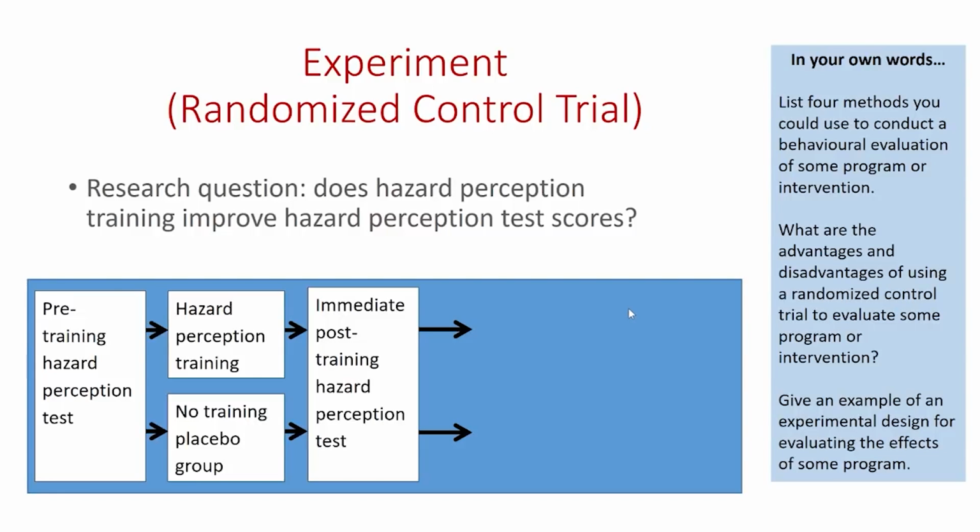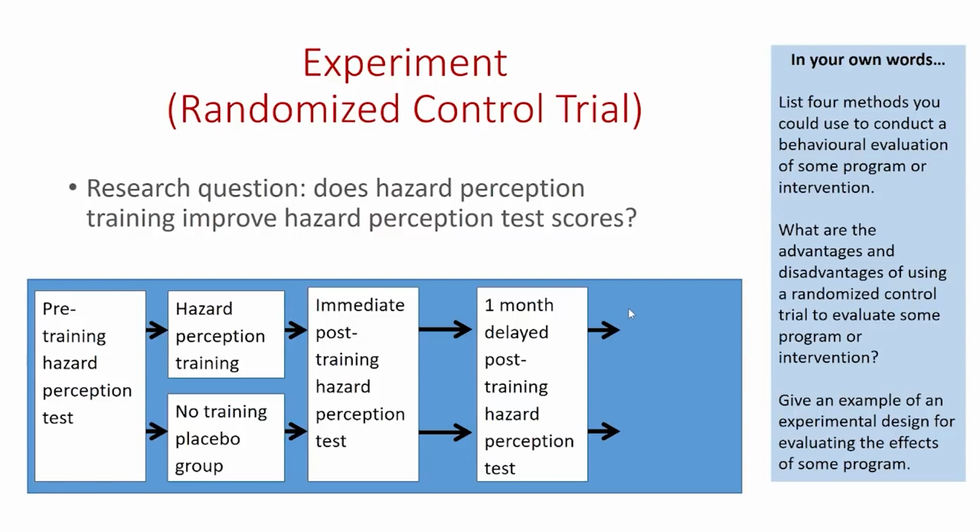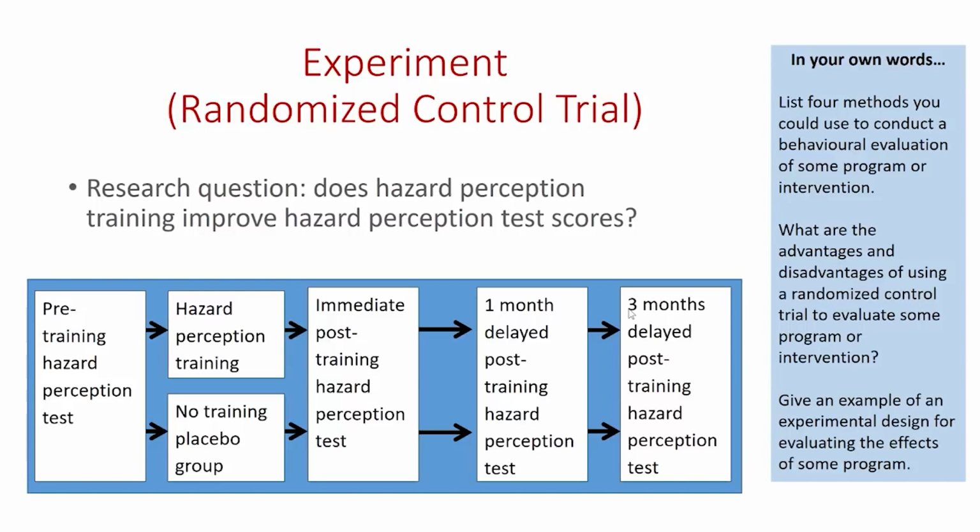We will then maybe wait a month and test them again, and maybe wait 3 months and test them again, to see whether, if we get an immediate effect of training, that effect is still there after 1 month, and is it still there after 3 months? And the idea is that with data from an experiment like this, if we can show that people who've received the training improve, then we can be very certain of the causation. We know that it's the training that's caused that improvement rather than some other effect.